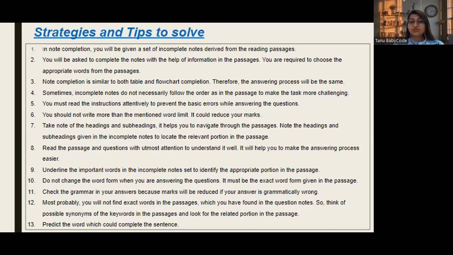Look at the notes, and you can take notes of headings and subheadings also. These are very important. Do not change the word from your passage. You have to write the same word, but yes, you can check your grammar. If you're not making the grammatical structure correct, you will be losing marks here.